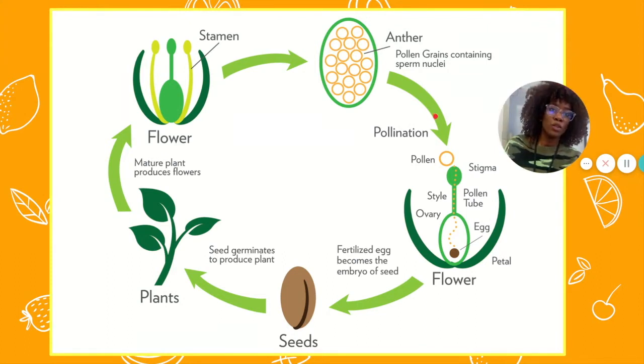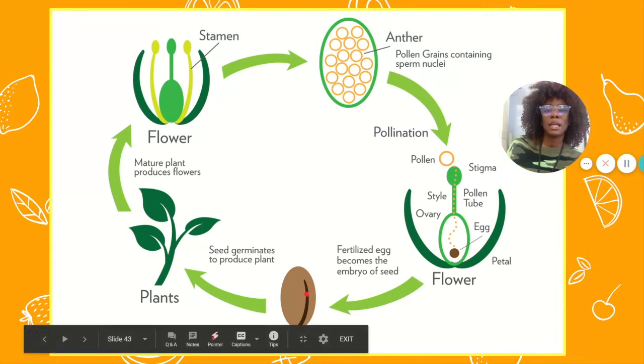Then pollen is moved to another flower. Pollen goes down, passes the stigma, passes the style, and gets into the ovary where it reaches that ovule. The ovule is also known as the egg. Then at that point, it becomes a fertilized egg. And that fertilized egg becomes the embryo of a seed.